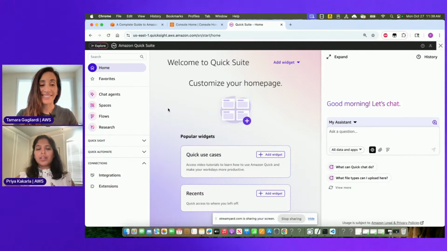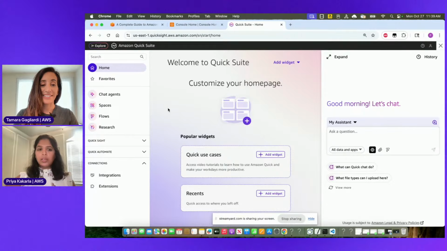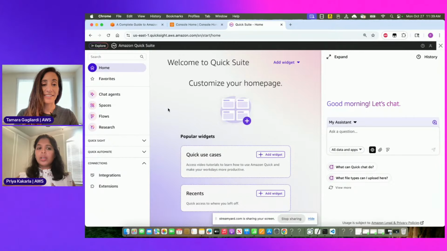Flows are something like, if you have repetitive tasks that you want to automate, like a quick step-by-step process, you don't have to type in the same question again and again in the chat agent. Rather, you can have that step-by-step process defined in the form of flows.